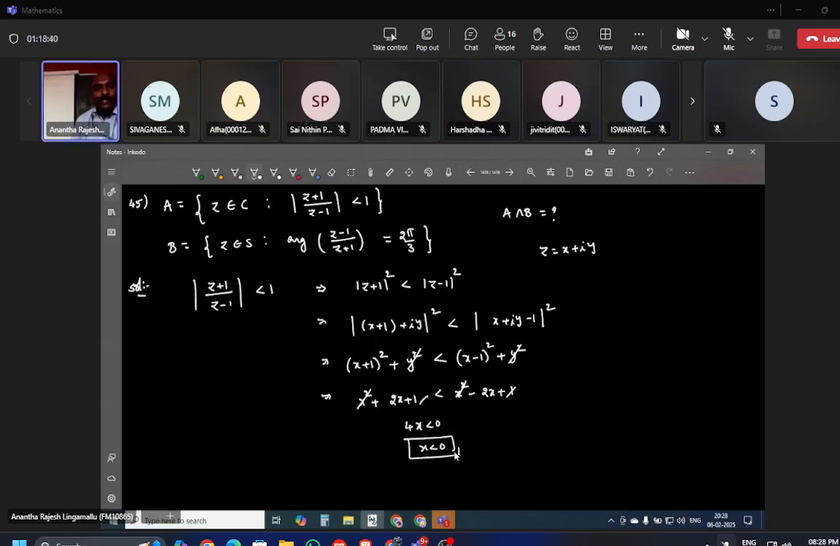So the meaning of set A is all the complex numbers, any complex number, such that x should be negative. Clear? Right.